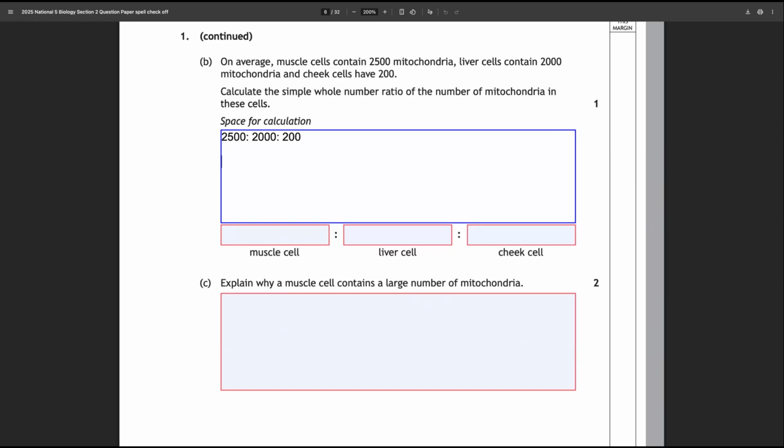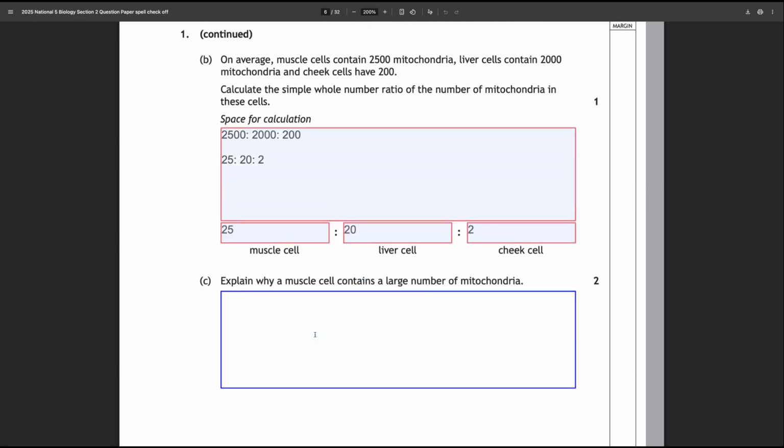So then what we have to do is find a common factor that they'll all divide into. There's one quick way of doing this, which is we look at the number of zeros at the end of them all, and they all have 2 zeros. So that means we can divide by 100 in all of them, and we'll very quickly get to this answer by just removing the 2 zeros at the end. Okay, so the answer would be 25, 20, and 2. Okay, so that's a little bit of a maths question, but hopefully that isn't too challenging for you. Explain why a muscle cell contains a large number of mitochondria.